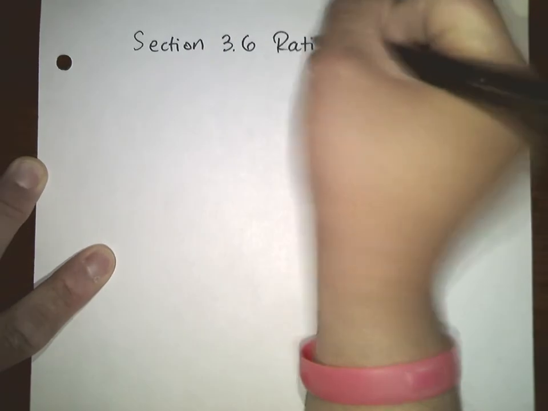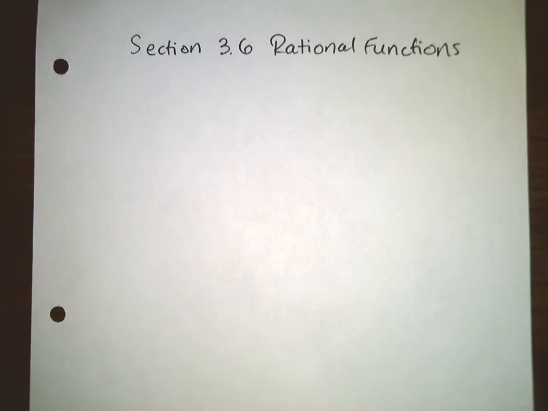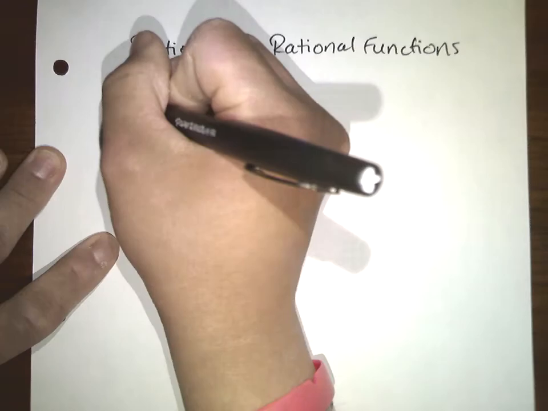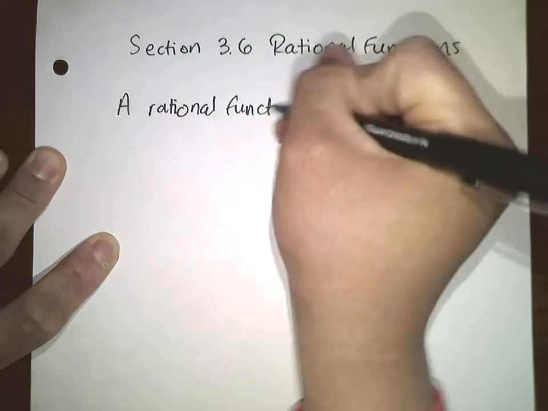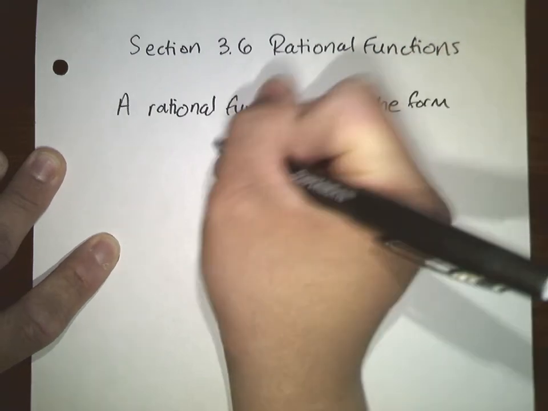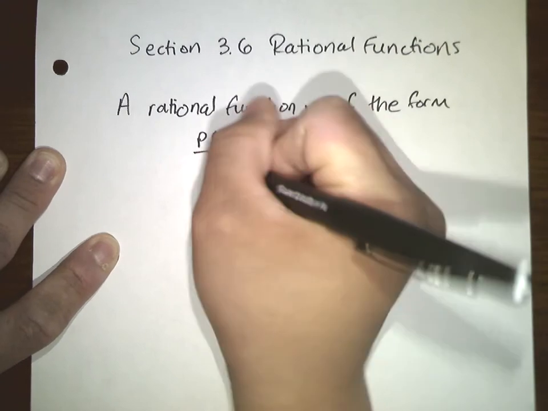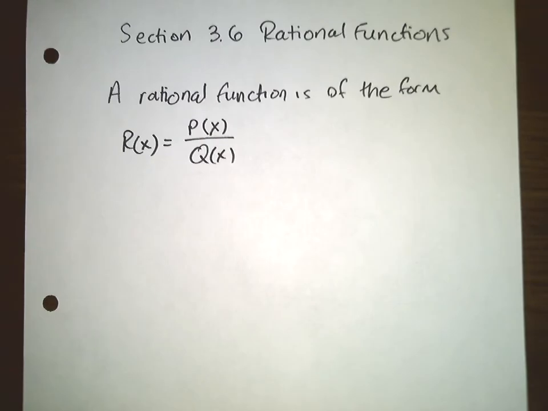3.6 Rational functions. So just as a quick review, I want you to remember that a rational function is of the form p of x over q of x. So we call that r of x pretty much for the fact that r just stands for rational function.